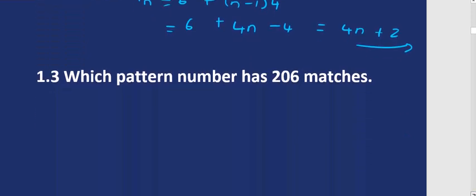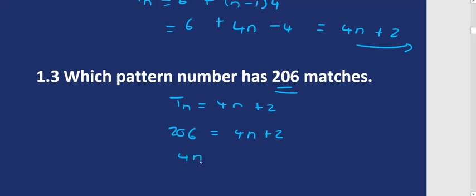Which pattern number has 206 matches? Again, we will use our Tn formula for a linear pattern. From the previous question, we know that that is our linear pattern. Okay, and this time they're asking us which pattern number. So we are looking for n this time. Which Tn will give us 206? So we could just make our Tn 206.